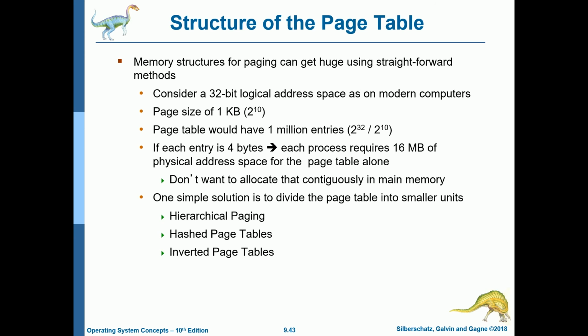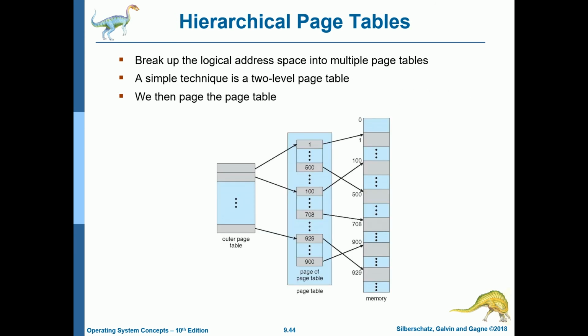One simple solution to this problem is to divide the page table into smaller pieces. We can accomplish this division in several different ways. One way is to use two-level paging algorithms, in which the page table itself is also paged, which we can see here.